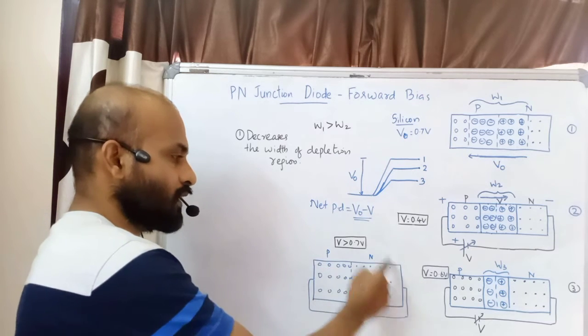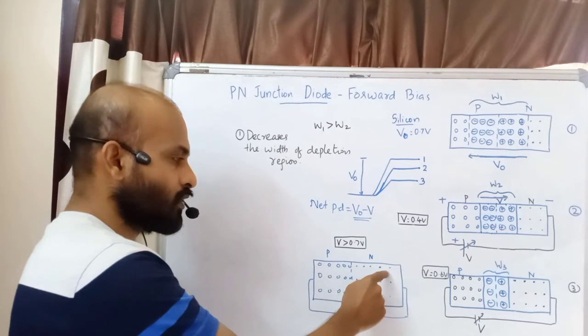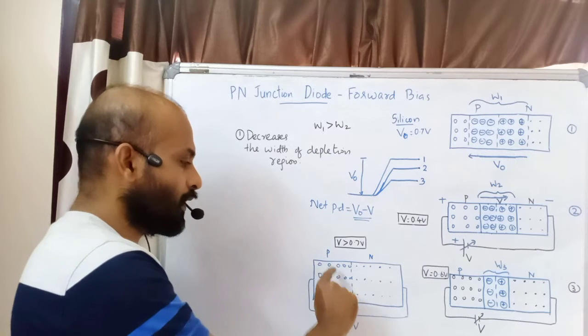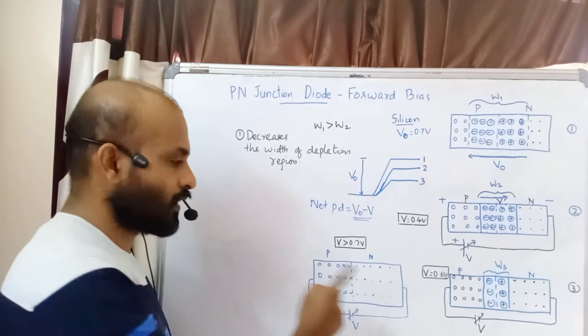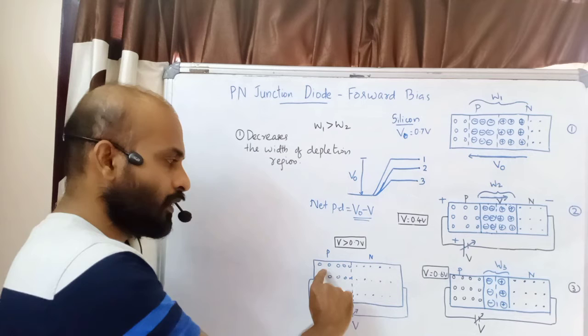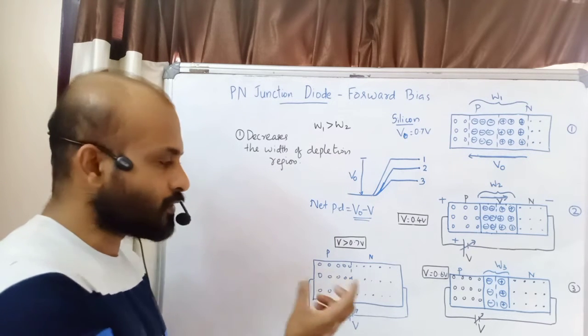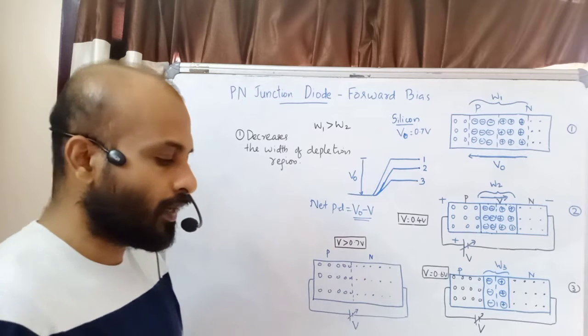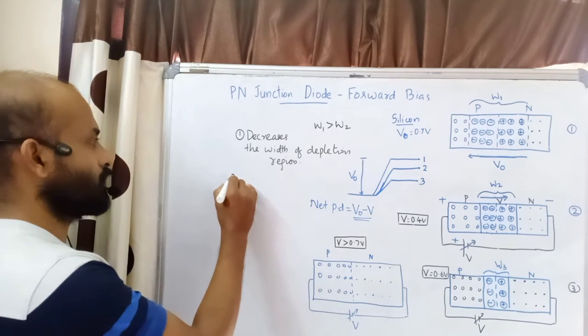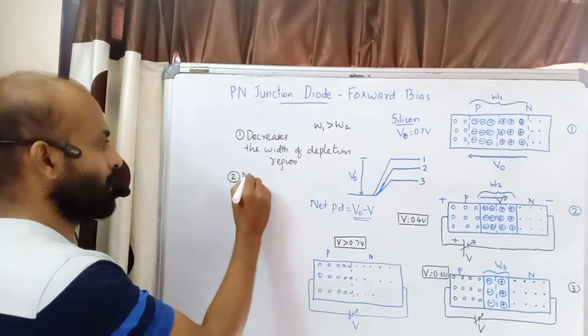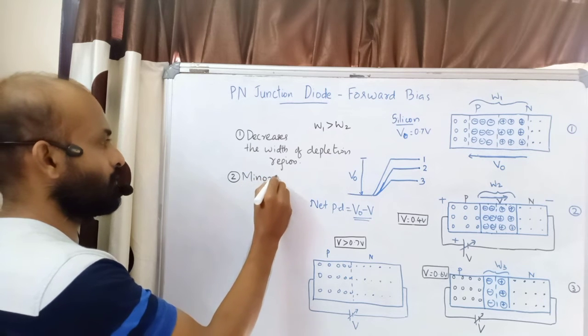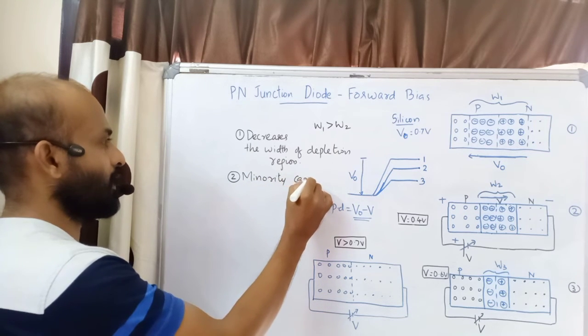Similarly, holes move to this side. Holes will be minority carriers here, but they are repelled from the other side, so they will move here. So electrons move from the n side to the p side, and holes move from the p side to the n side. This process is called minority carrier injection. I'll write that down: minority carrier injection.